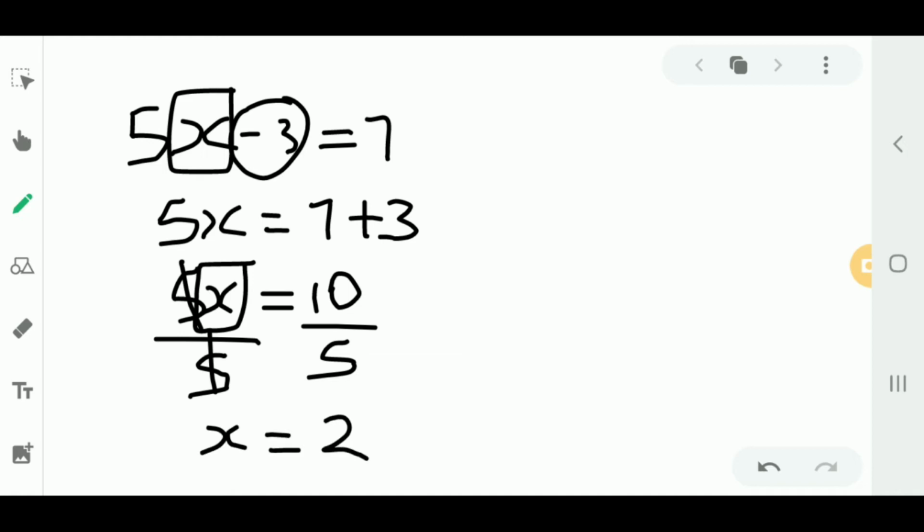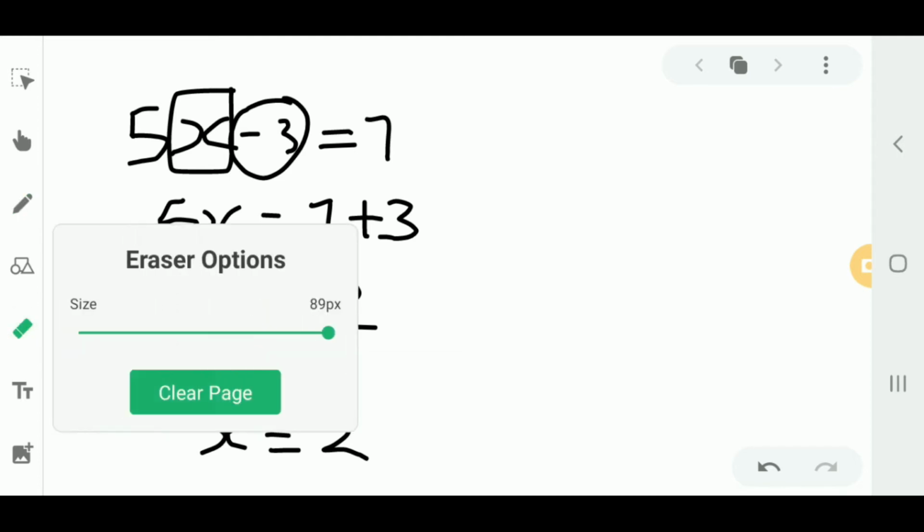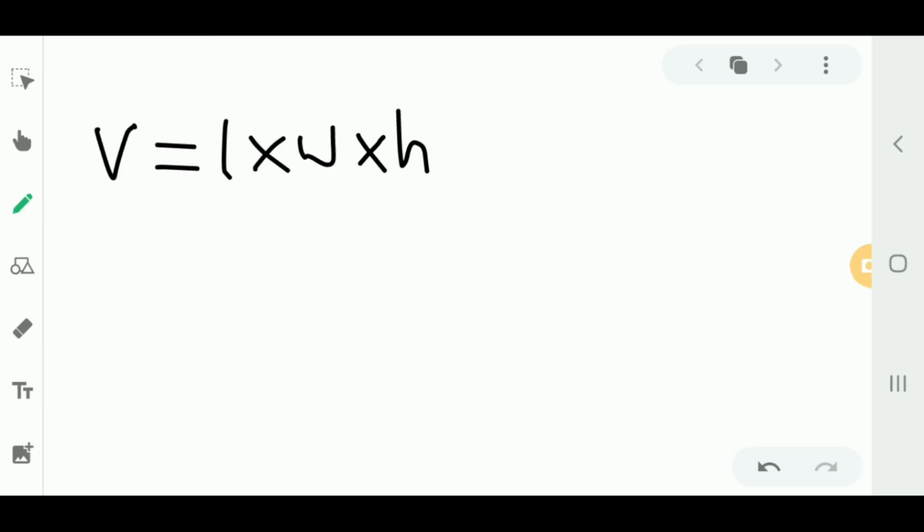So these are examples of when you can actually solve for x. So let's try when we're not solving for anything, we're just simply transposing. Now this is the example for the formula for volume. So let's say we want to make W the subject.